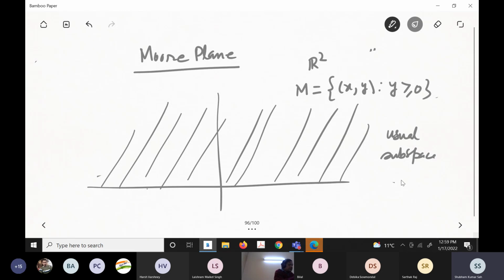But I am not taking the usual subspace topology because, look, R square with the usual topology is a separable metric space. So M with the usual topology, that means the topology induced by the usual metric, will be separable. So no problem, just as what I proved. But the thing is that I want to change the topology here. How do I change the topology here?